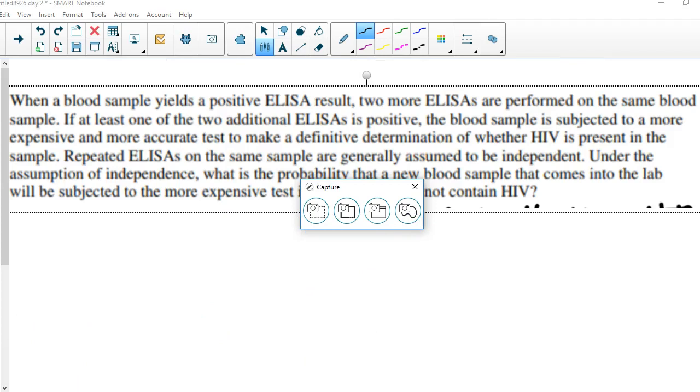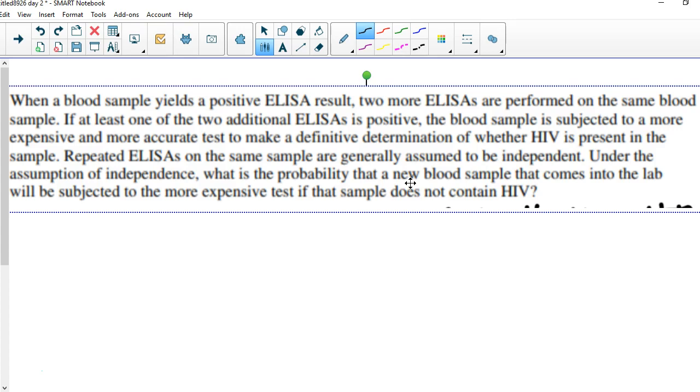Okay, so when a blood sample yields a positive ELISA result, 2 more ELISAs are performed on the same blood sample. If at least one of the 2 additional ELISAs is positive, the blood sample is subjected to more expensive and more accurate tests to make a definitive determination of whether HIV is present in the sample. Repeated ELISAs on the same sample are generally assumed to be independent. Under the assumption of independence, what is the probability that a new blood sample that comes into the lab will be subjected to more expensive tests if the sample does not contain HIV?